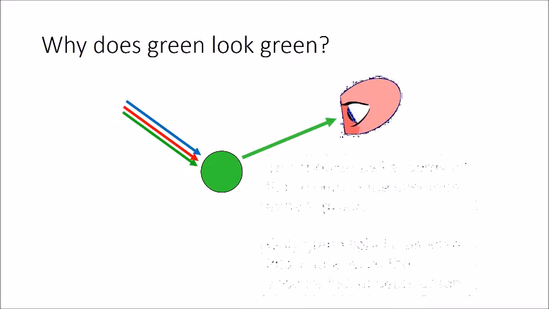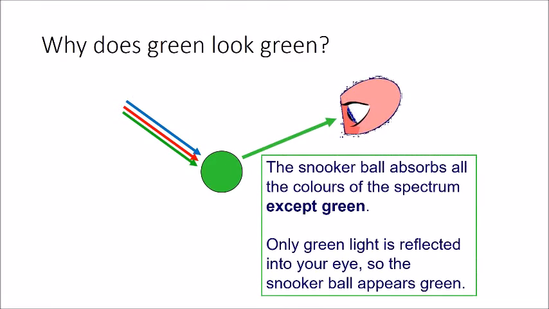So, same thing again. Why does a green snooker ball look green? Because it is absorbing the other 2 colors. It's absorbing the red, it's absorbing the blue, it's reflecting the green. And so only the green is reflected to your eye.